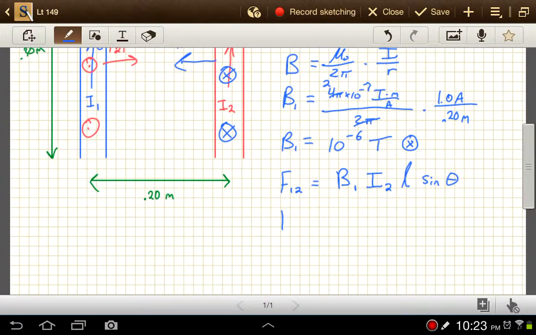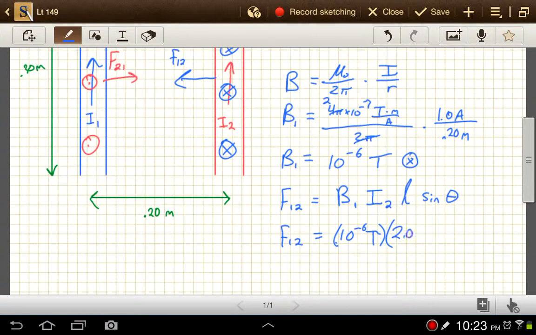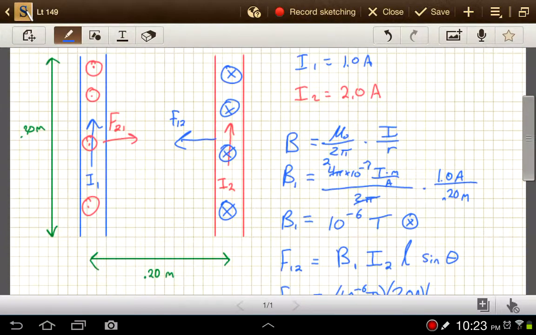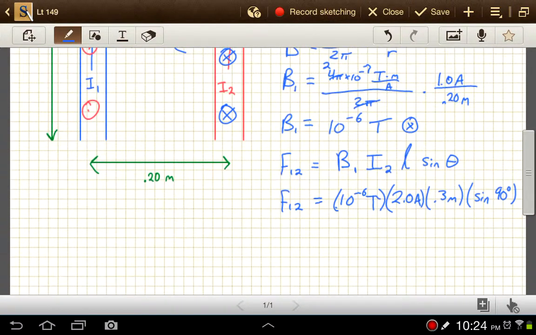So the force from 1 on 2 is going to be equal to 10 to the negative 6 Teslas times, what did we say I2 was? 2 amps, times the length of the wire, which is 0.3 meters, times sine of 90 degrees. The current is up and the magnetic field is into the page. That's a right angle between those. So the force from 1 acting on 2 is 0.6 times 10 to the negative 6th, or 6 times 10 to the negative 7th newtons.